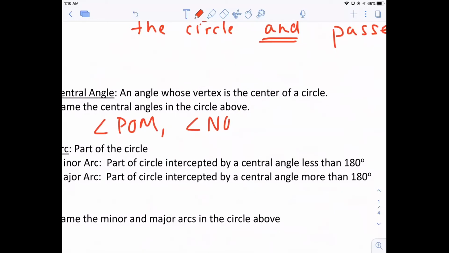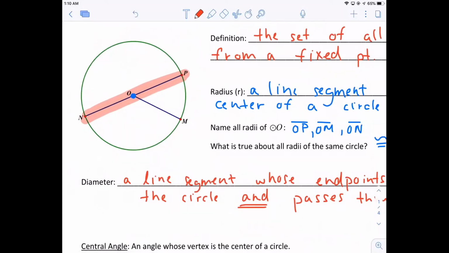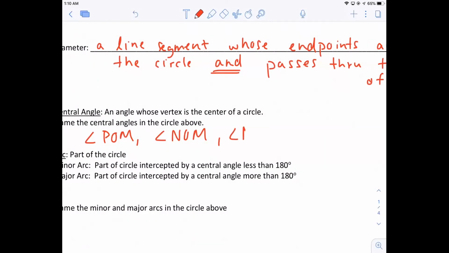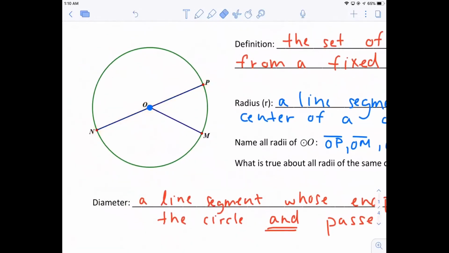Angle NOM. But there's some other interesting ones as well. So central angle, how about this angle, NOP? Right, that's a straight angle, that's 180 degrees. That's also an angle, angle NOP. Right, but we could also talk about reflexive angles. Right, this angle NOM could also be talking about this angle.